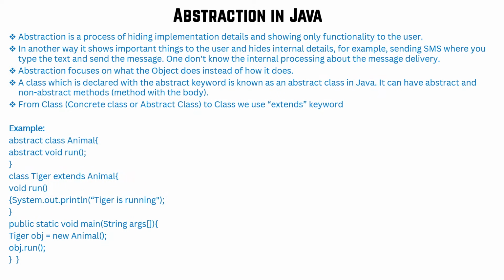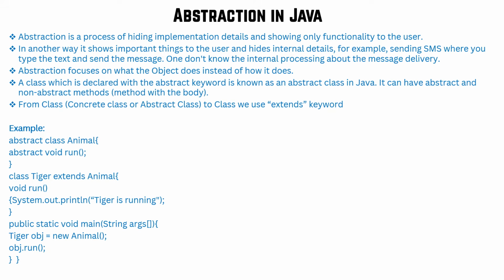If you go to the bank ATM, you can check the bank balance, give your PIN number, withdraw the money, all this stuff. But do you know what processing is happening? No, because the bank will not disclose all this logic. Otherwise everybody could access it easily. So abstraction focuses on what the object does instead of how it does it.